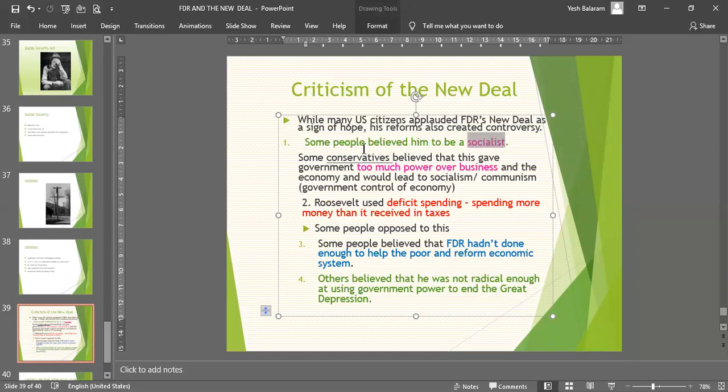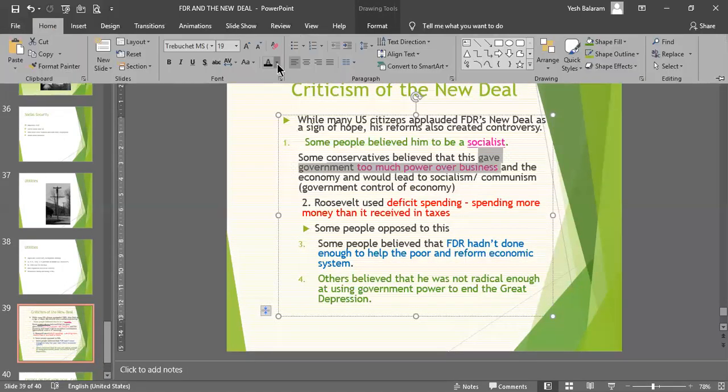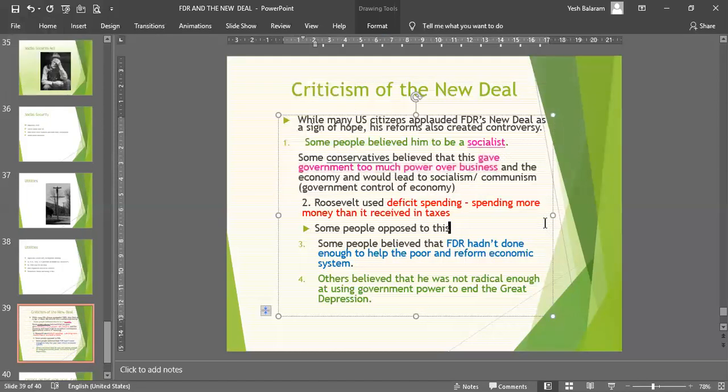And the reason they said that was because they said the government had too much power over businesses. They were concerned about this amount of power that the government had over businesses, where unions were encouraged to protect workers' rights and government ensured that workers were not exploited. They believed this would lead to socialism or communism, where the government would control the economy and not businessmen.